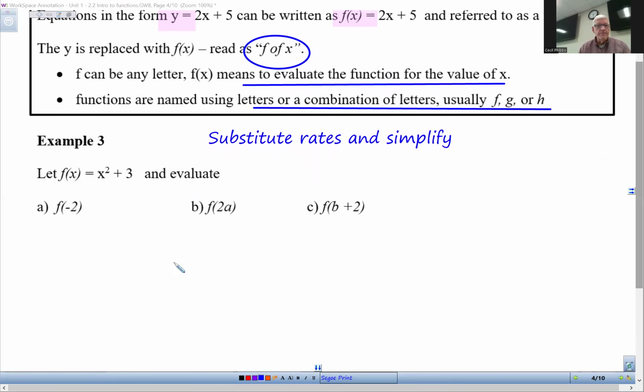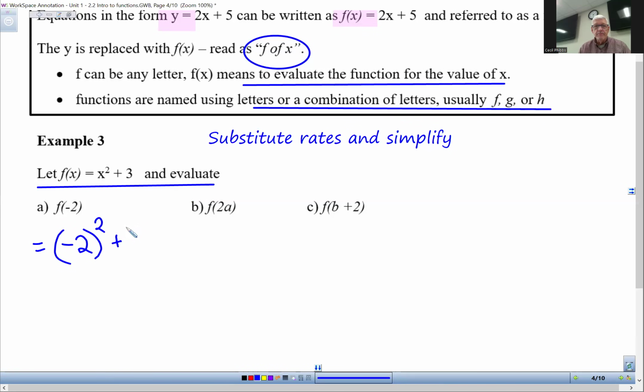So here's our function, f of x equals x squared plus 3. And we're going to evaluate it first for f of -2. That means wherever there is a variable, we're going to put -2 in place. So this is going to equal -2, that entire amount squared, plus 3. So -2 squared is +4, plus 3 gives us 7. So f of -2 equals 7.